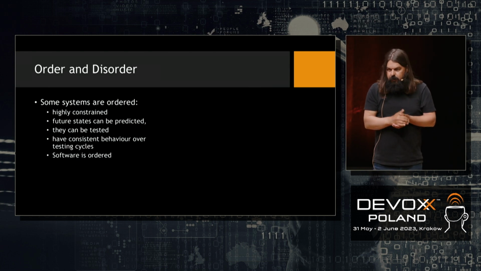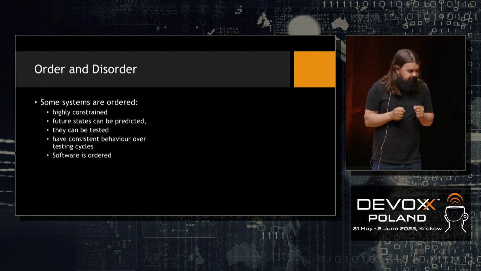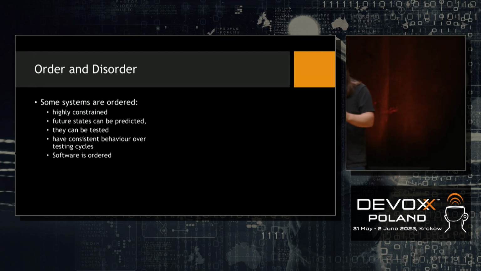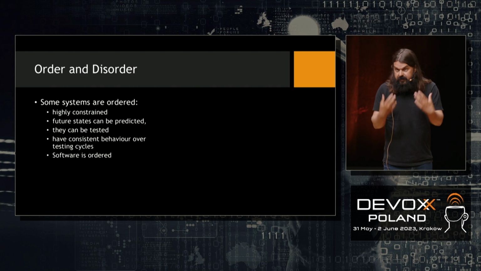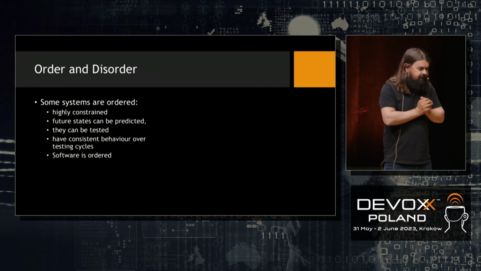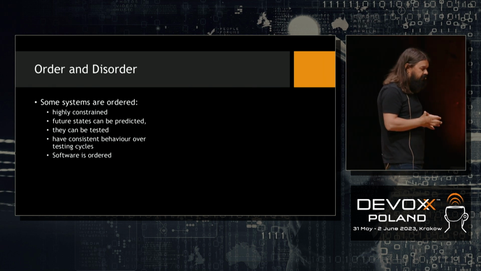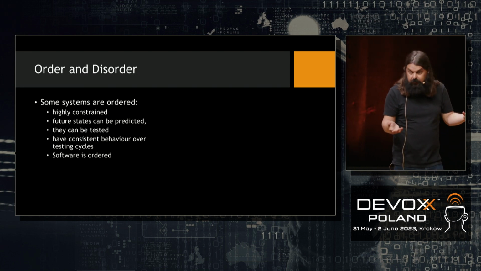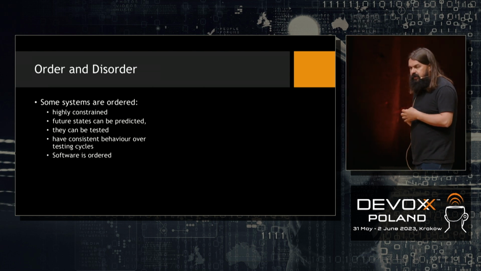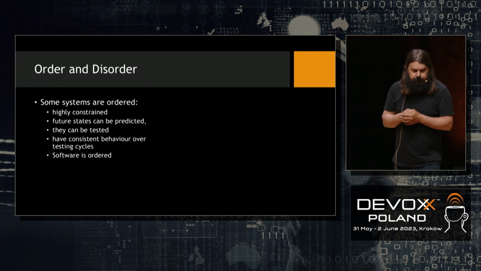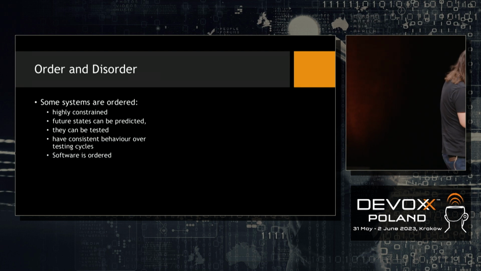And so some of the systems, some things that we work with are ordered. And when something is ordered, it's highly constrained. It doesn't have a lot of options. It can't change its mind about things. Its future states can be predicted, mostly. You can test it, and you can expect more or less the same consistent behavior over testing cycles. That's how you know that something is ordered. So a car is ordered, even though it's very, very complicated and you don't know what all the bits do. Software, by that definition, is an ordered system. It does what we make it do. It's highly constrained by compilers and code and all of those things.